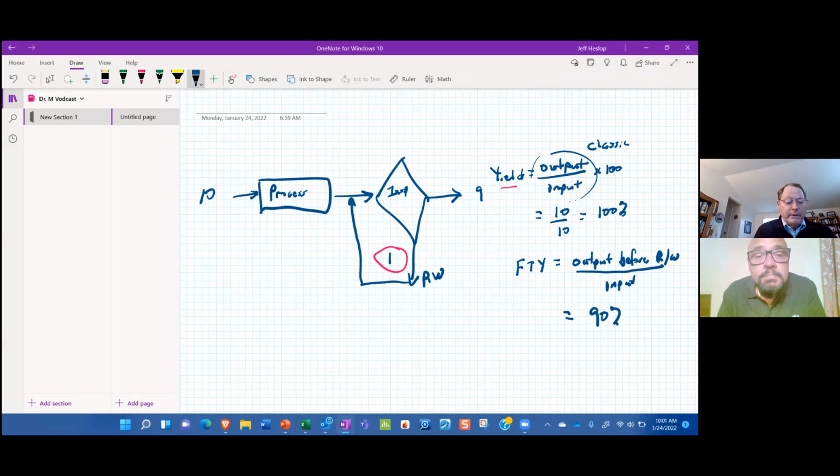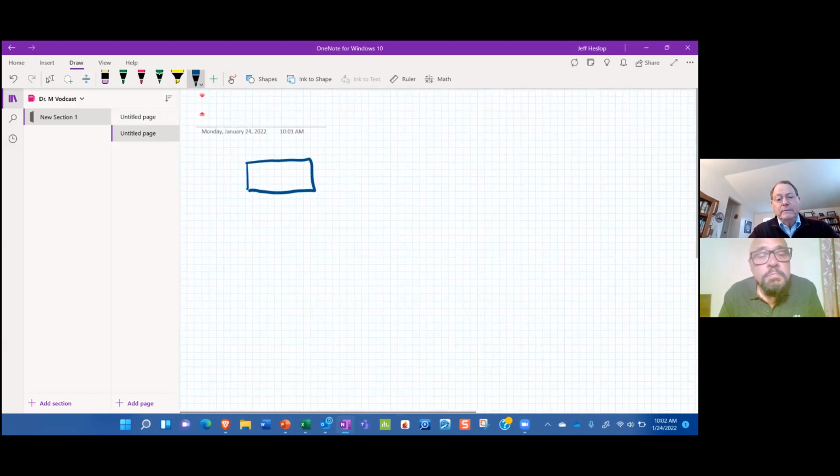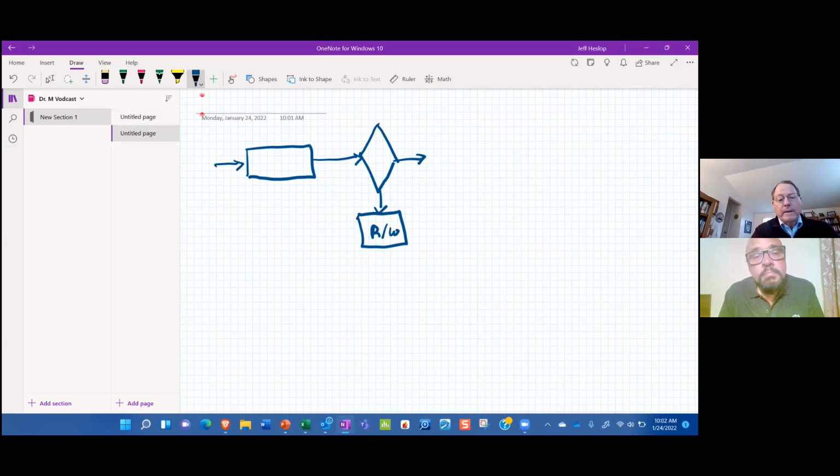I'll get another sheet here and I will recreate what you saw in that slide and go through the calculations once. Okay. So here we go. I'll use some different colors to try to make this easier to see. But here's the reproduction of what you saw. This is the rework loop. This is your output.